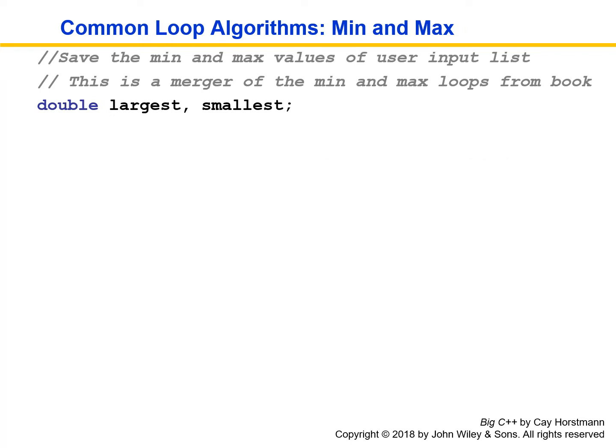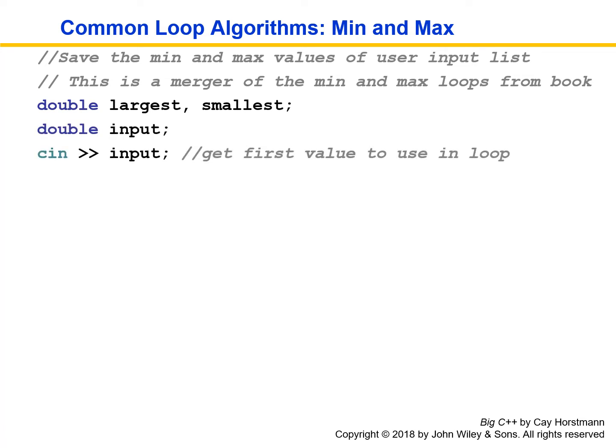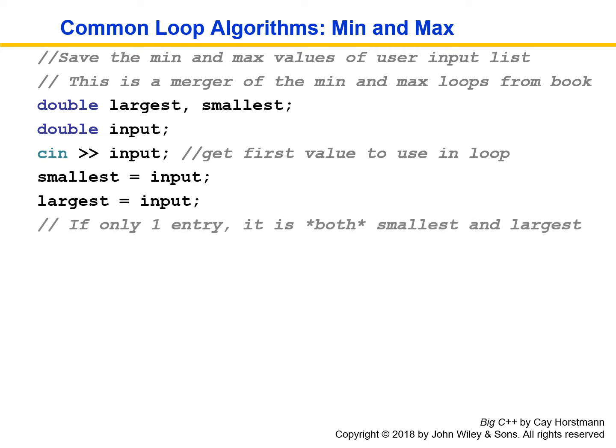Min and max, we also saw this one in my homework grade averaging lab program. You start with the largest and smallest variable, then you declare an input, and you take the first input outside the loop so that you can set smallest and largest to both be equal to your first input. Because when there's only one entry, it's both smallest and largest.